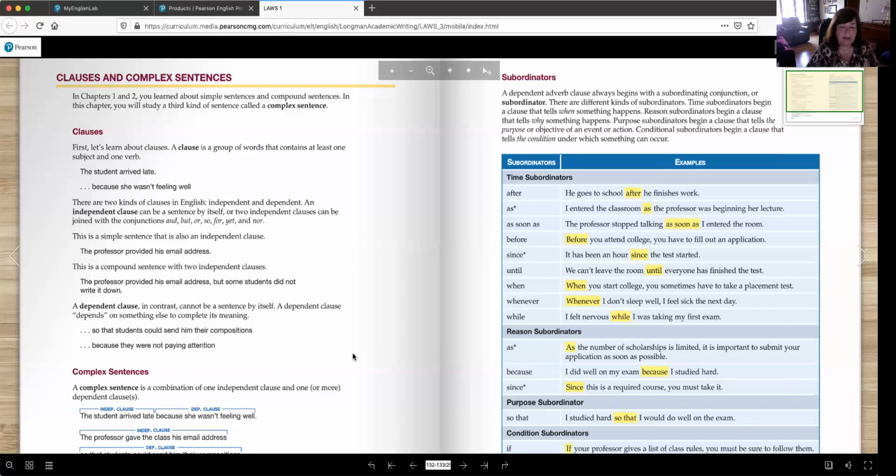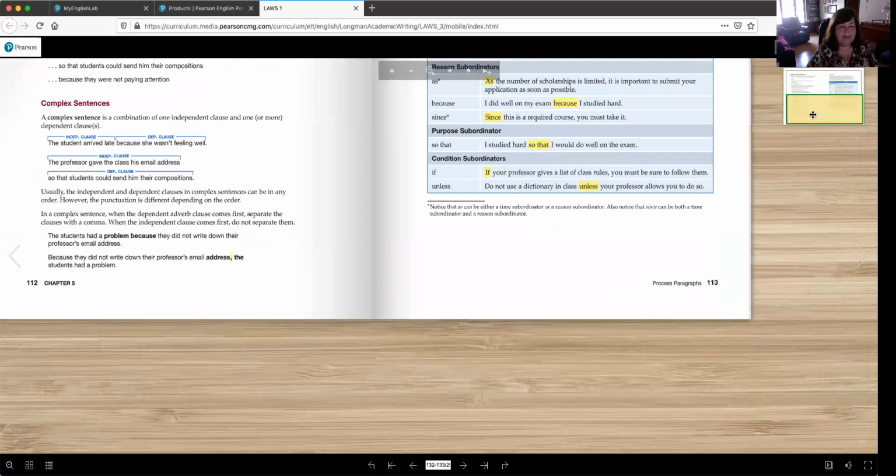So let's talk about the complex sentences. Let me just move this up for you. Okay.